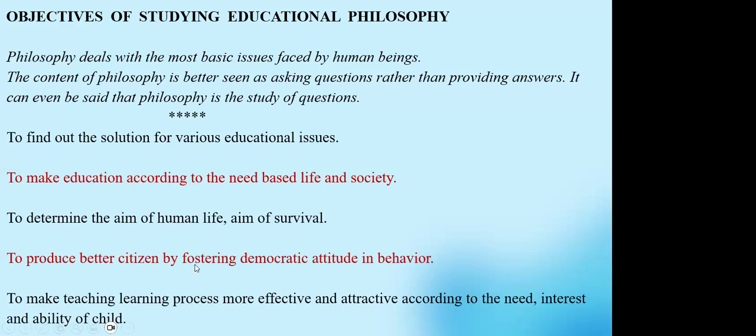To produce better citizens by fostering democratic attitudes and behavior. Yes, I mentioned that in group work also you have to ask them to maintain democracy there, right? In a group, what is the ideal number for group work in the classroom? When you organize group work in the classroom, what is the maximum number of students? 5, 6. Yes, 6 is the maximum. If there are crucial problems, we go for 8. But 6 is the best, as we say.